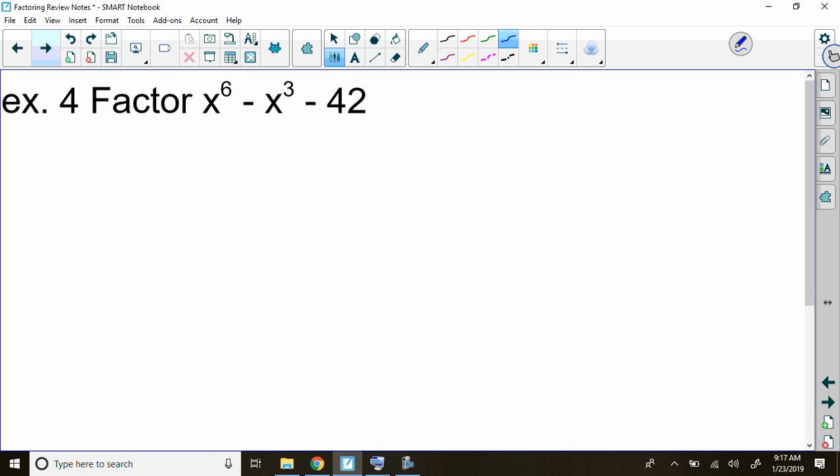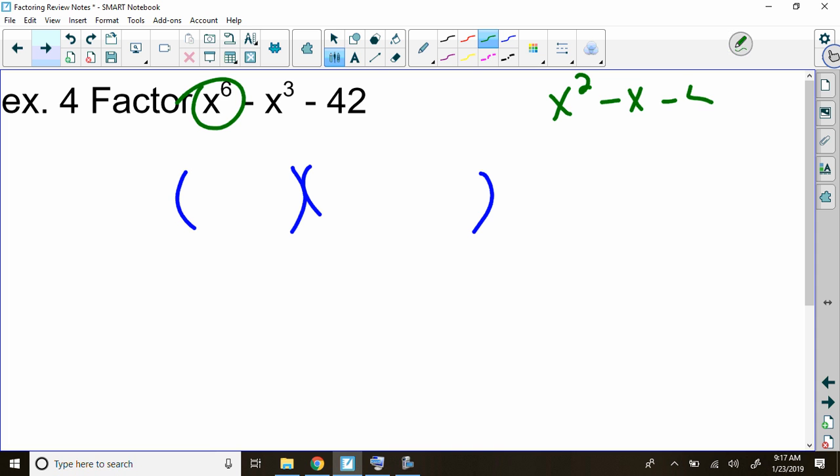Example 4, factors. So this is one of those quasi-quadratics. It doesn't look quadratic, but it factors like one. It's kind of weird because we have an x to the 6th here. If that was x squared minus x minus 42, that'd be a piece of cake to factor. That's going to be an x and a 6 and a 7, minus on the 7 and a plus on the 6. It's going to be easy, right? The only difference is that 6 right up here.